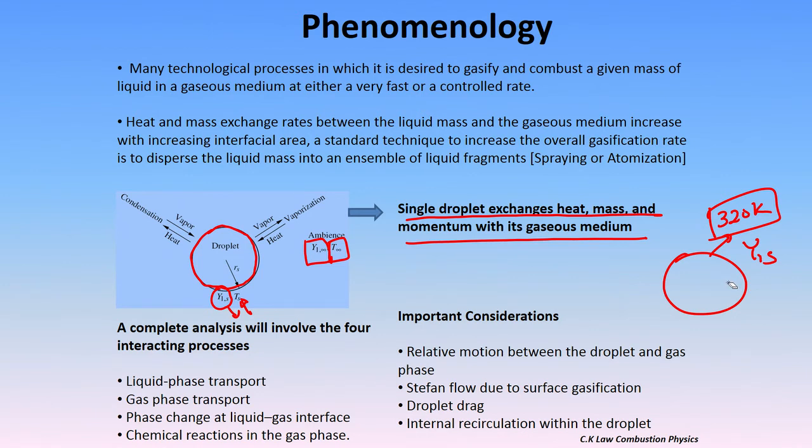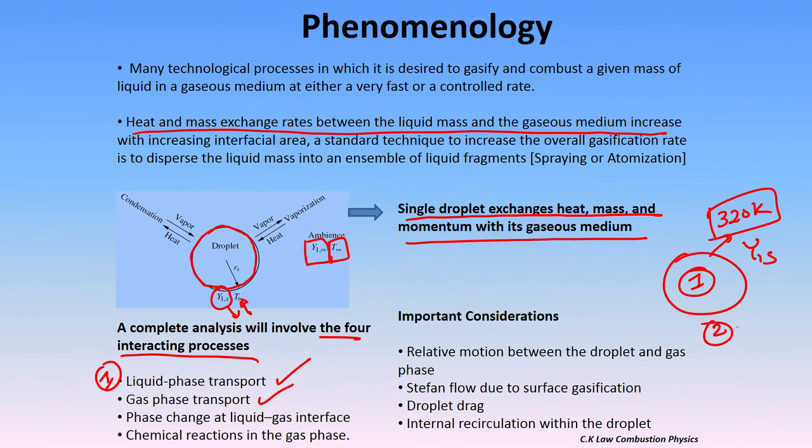In this case, when you have heat and mass exchanges with the gas medium, there are levels of complications that you can have. Some people may be interested in a very detailed analysis, some people may be interested in just a heuristic type analysis. The complete analysis will involve basically 4 interacting processes. One is that we have to consider the liquid phase transport. If this is the droplet, what is happening within the droplet? That is your state 1. Then there is the gas phase transport, which is 2.